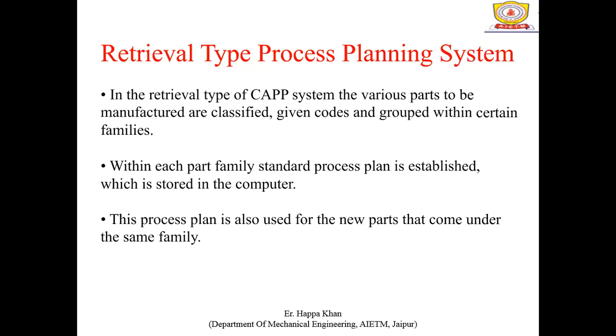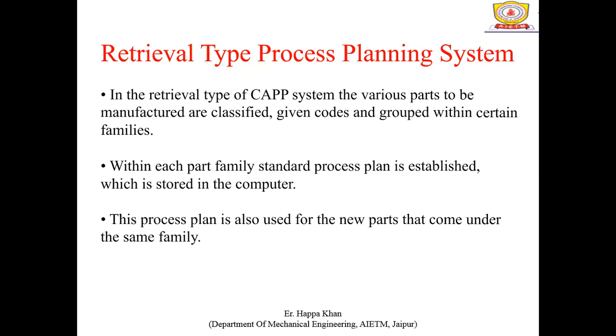Within each part family, a standard process plan is established, which is stored in the computer. When the code is generated for the particular part, after that you have to write a process plan for the particular part, and then you have to store that process plan inside the computer. This process plan is also used for the new parts that come under the same family.